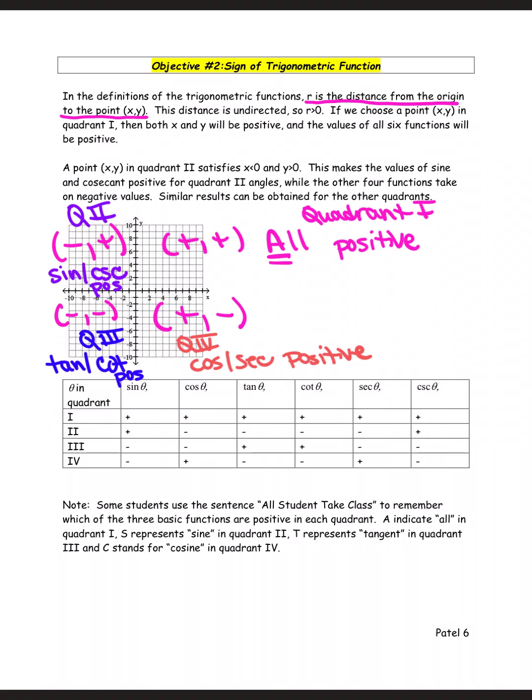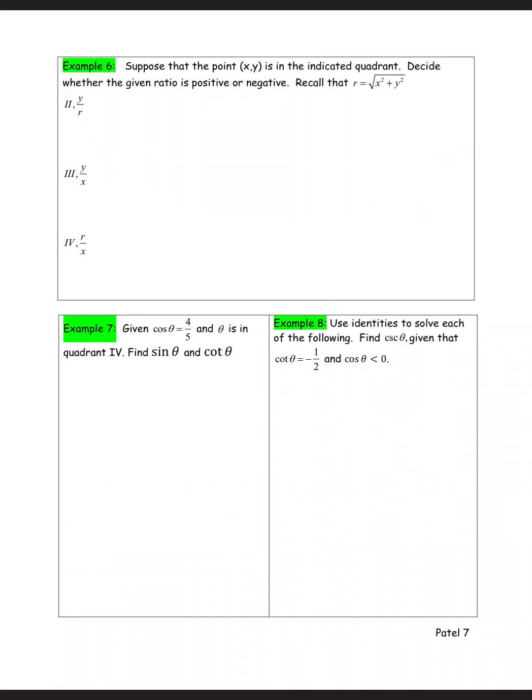Some students use the sentence, all students take class, to remember which of the 3 basic functions are positive in each quadrant. A indicates all in quadrant 1, S represents sine in quadrant 2, T represents tangent in quadrant 3, and C stands for cosine in quadrant 4.